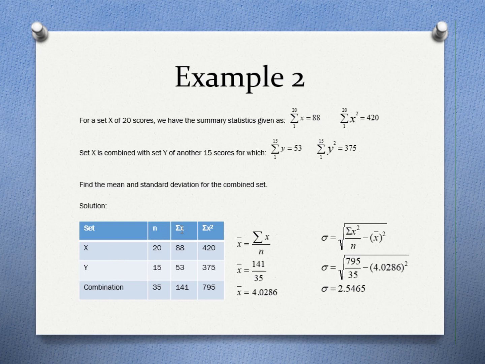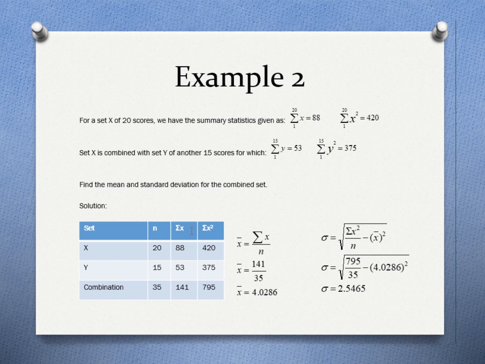Then you have n, then you have sigma x, and sigma x squared. I'm going to be using the word sigma. This is sigma, okay? Summation of x, and sigma x squared is summation of x squared. So for the first set, the n is 20. Do you see that? And for the second set, the n is 15. Then you just fill it up according to the question. Sigma x given to you is 88, you fill up 88. Sigma y is 53, you fill up 53. Sigma x squared here is 420, and for set y is 375.